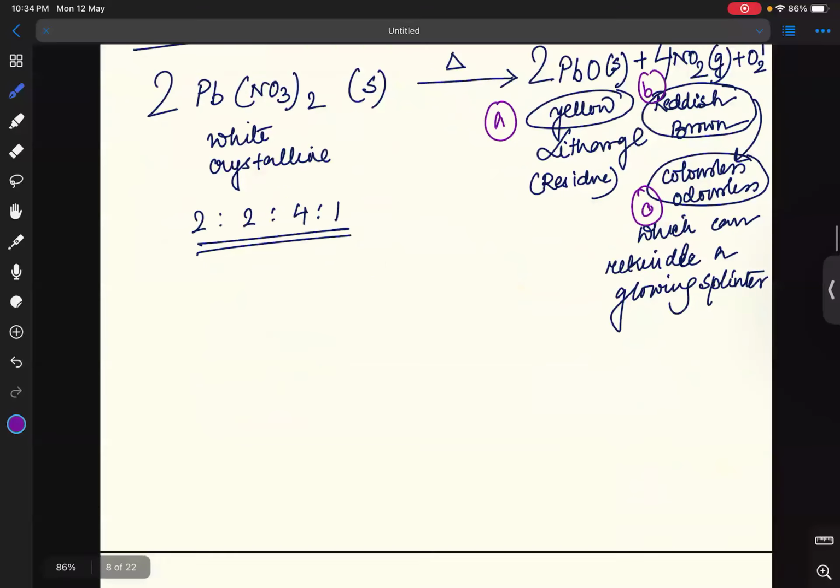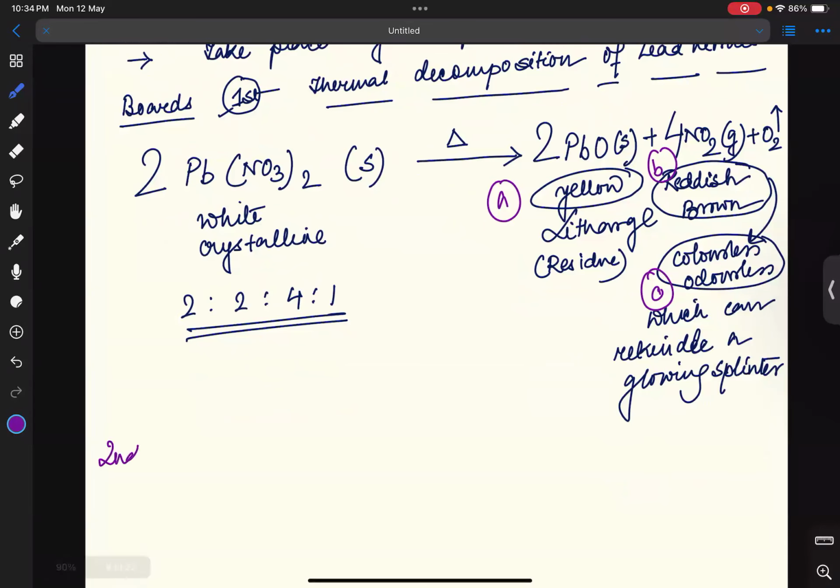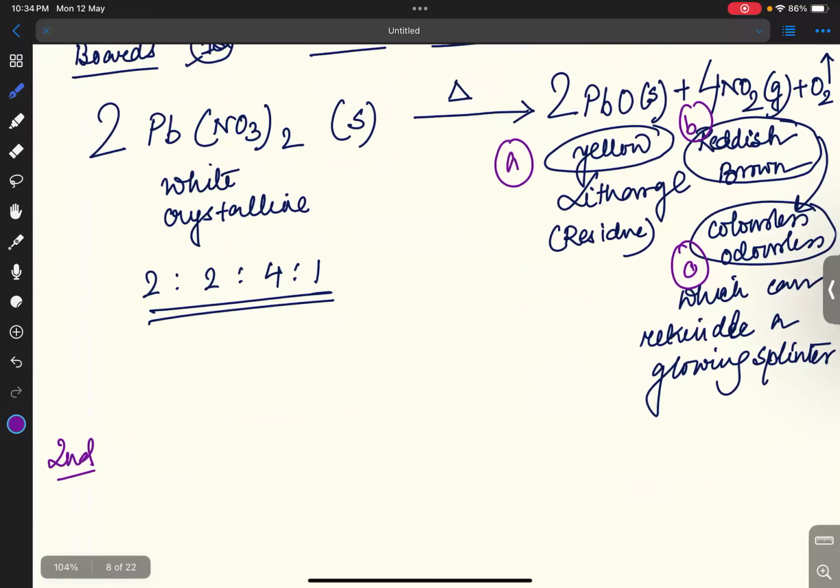Now let's come to the next decomposition reaction, the second one, which is thermal decomposition of ferrous sulfate. Ma'am, can we also mention that it is endothermic? Very good. Endothermic, and you can absolutely mention it. Okay. So thermal decomposition of ferrous sulfate.